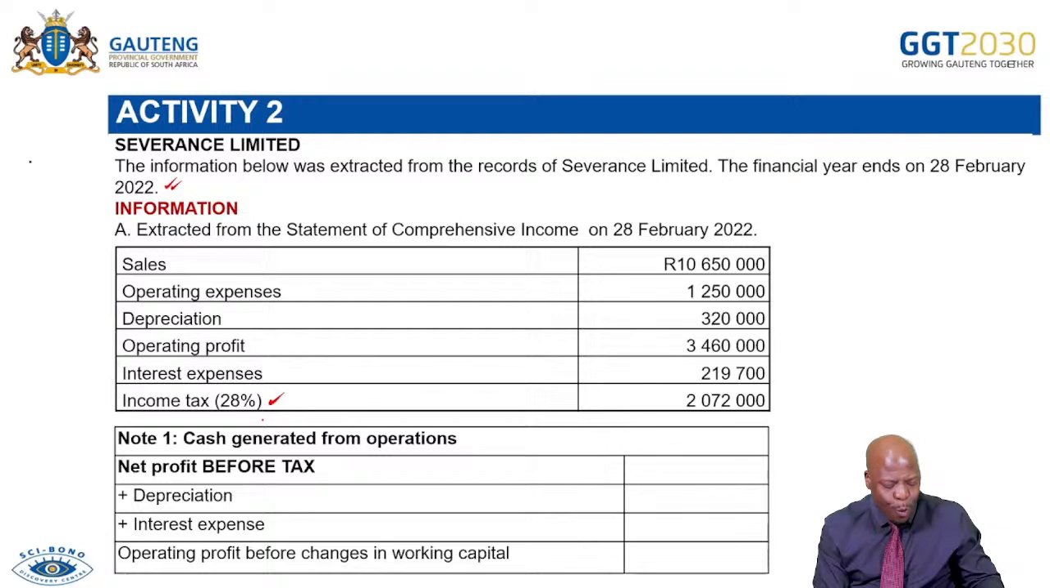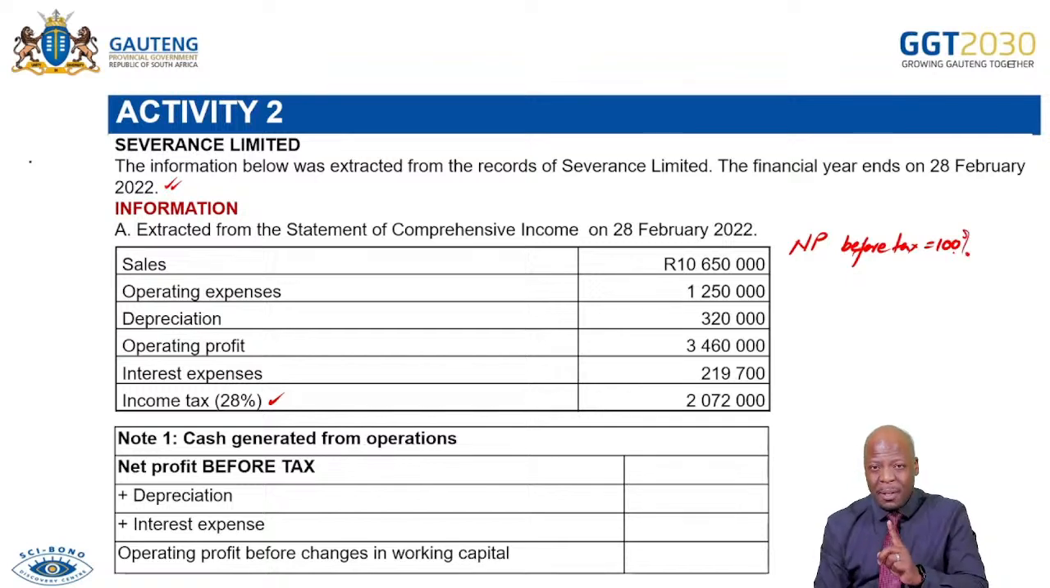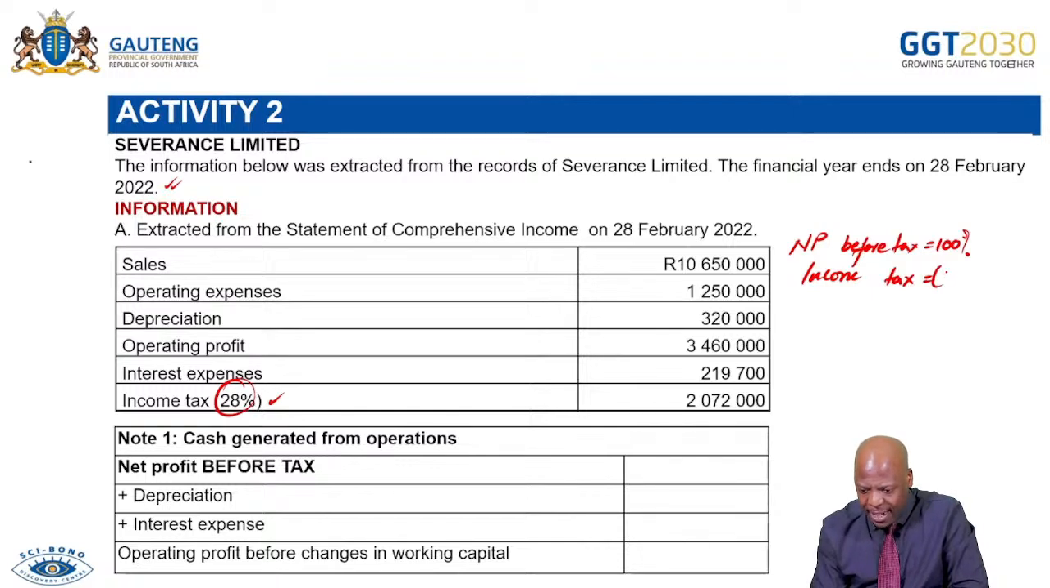I remember now what we did when we were in the statement of comprehensive income. You remember, we had what we're calling net profit before tax, and that was 100%. Then we also had income tax. In this case, income tax is 28%. So I'll say minus 28%, and it would give us net profit after tax, which would be 72%.